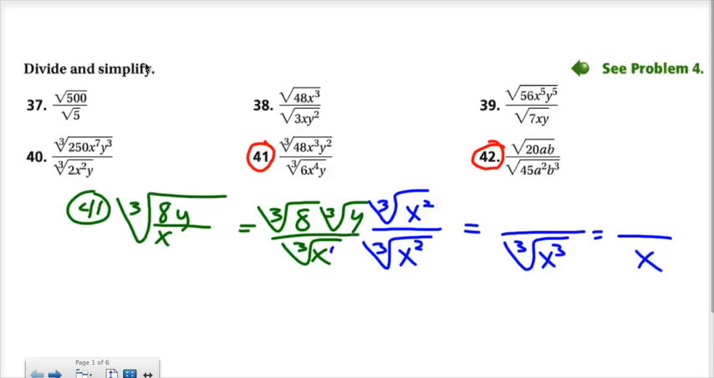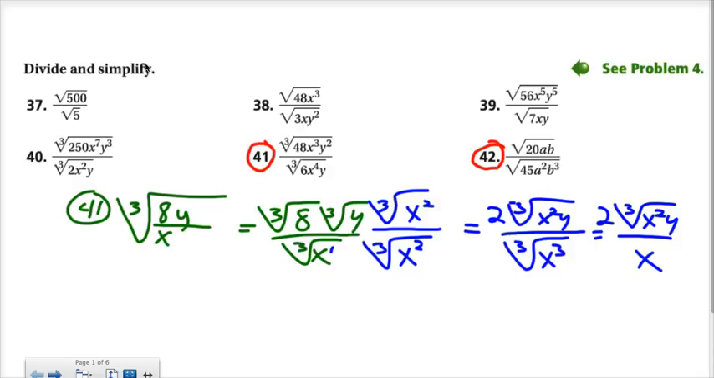And now I can simplify in my numerator, and I have the cubed root of 8, which is 2. Cubed root of y, nothing I can do there. Cubed root of x squared, nothing I can do there. So cubed root of, that will be x squared y. And I will just simply keep moving that over. So I have 2 cubed roots of x squared y over x.